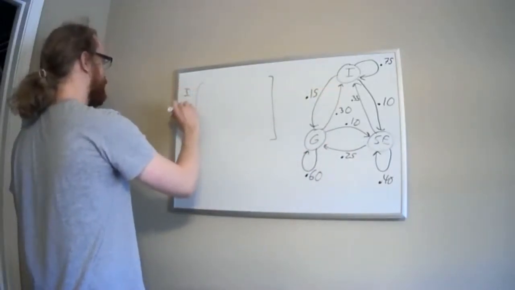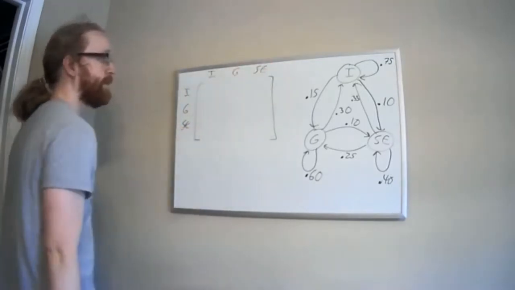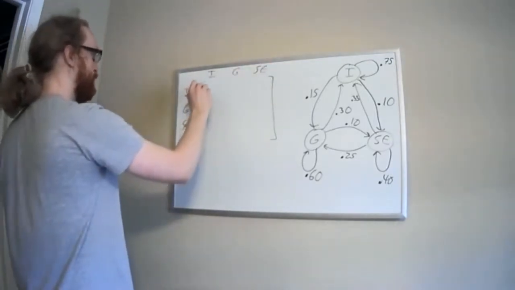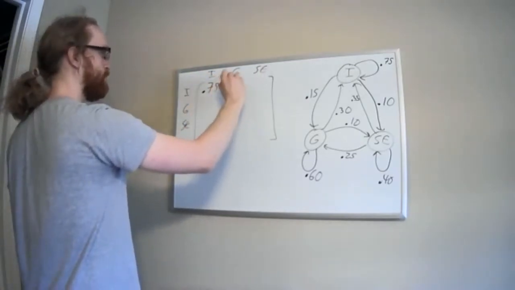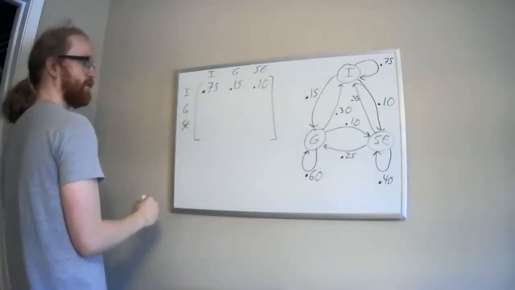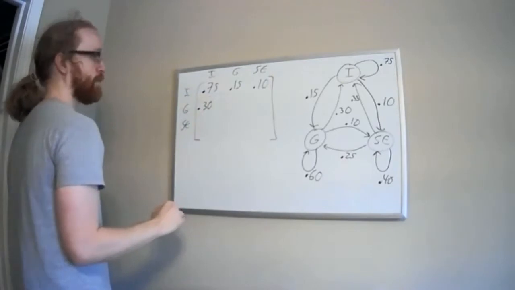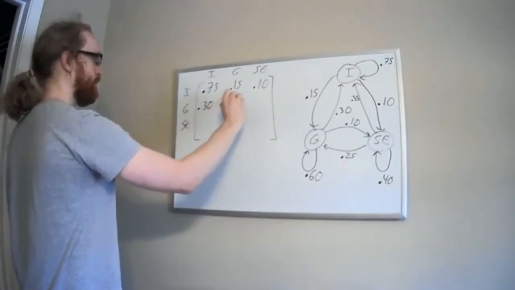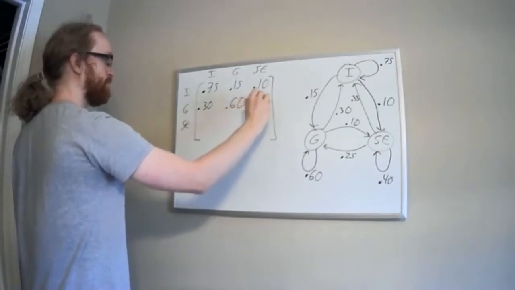I have industry, government, self-employed, industry, government, self-employed. So industry to industry was 0.75. Industry to government was 0.15. Industry to self-employed was 0.10. Government to industry was 0.30. Government to government was 0.60. Government to self-employed was 0.10.